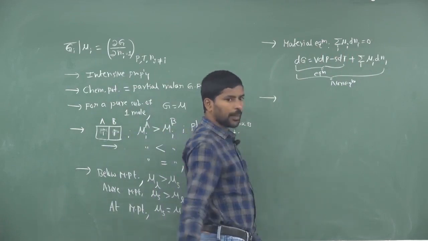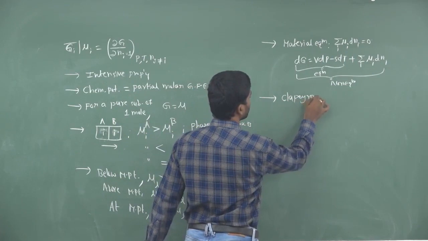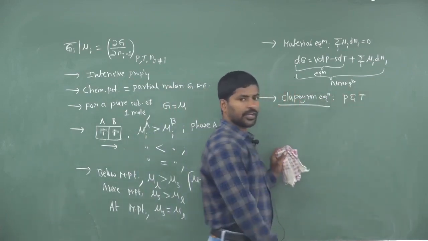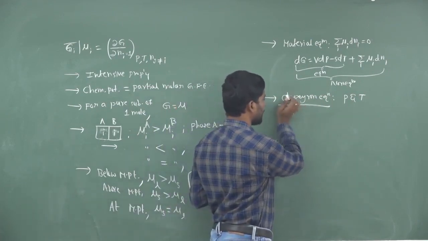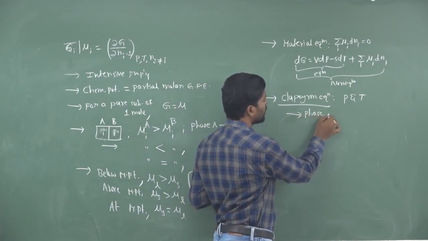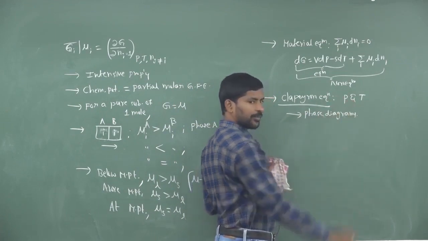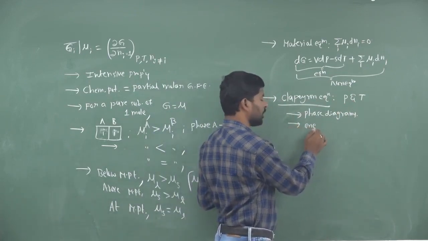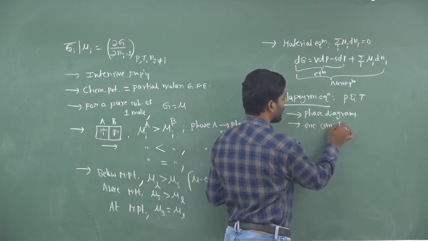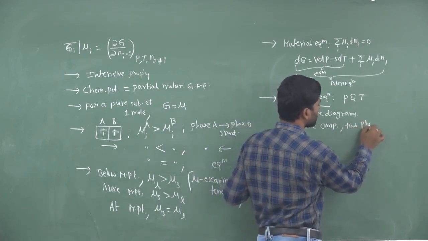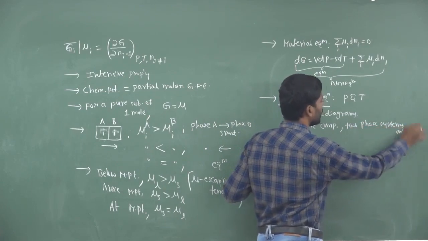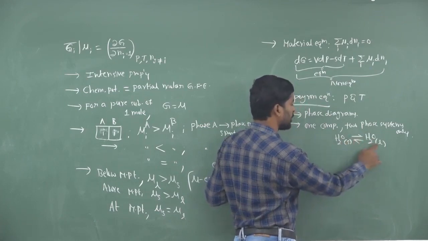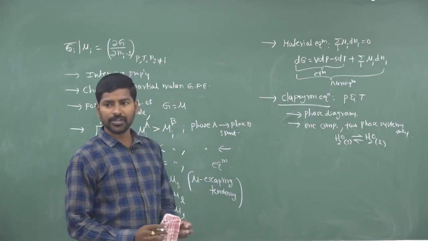Next, we discussed phase equilibrium, the Clapeyron equation. This is also important. The Clapeyron equation gives the relation between pressure and temperature, which is useful in the construction of phase diagrams. In phase diagrams, we see the relation between pressure and temperature. The Clapeyron equation is applicable to one component, two phase systems only. For example, H2O solid in equilibrium with H2O liquid: only one component, but two phases.